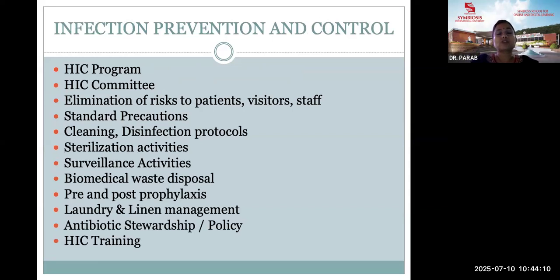The next chapter is infection prevention and control, which is a very vast chapter, very important chapter, because it talks entirely about how you can prevent and control infection in a hospital setting, because you don't want cross infections to happen, right? So for this, we need to have an infection program in the hospital, a hospital infection control committee that works on implementing this program. It talks about elimination of infection related risks, both to patients, to visitors, to staff, to everybody. So how can you eliminate these risks? And what are all the standard precautions to be followed?